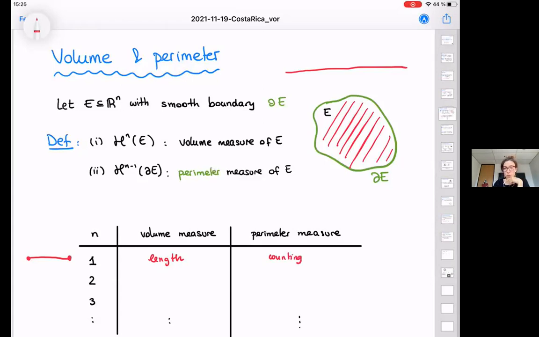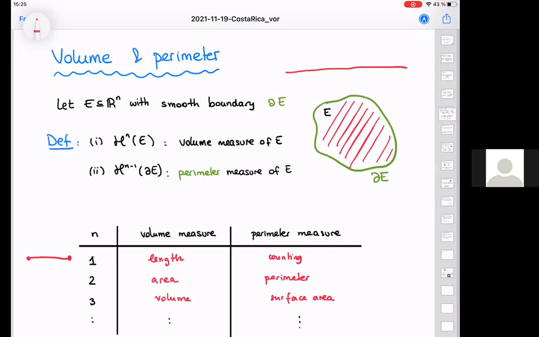And when we are in 2 dimensions, we have seen this already. What was the volume measure in 2 dimensions? Area. The area, perfect. And what was the perimeter? Perimeter. The perimeter is tautology. And in 3 dimensions, the volume measure is volumen, so volume, and for perimeter, we use área superficie. Let me write surface area.